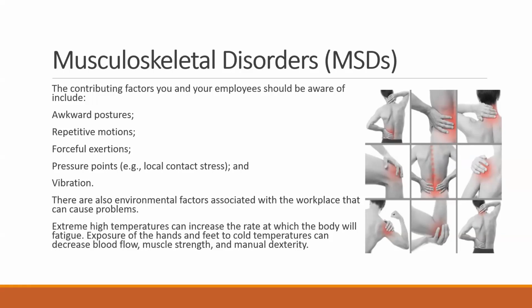There are also environmental factors associated with the workplace that can cause problems. For example, extreme high temperature can increase the rate at which the body fatigues, and exposure of the hands and feet to cold temperature can decrease blood flow, muscle strength, and manual dexterity. What is manual dexterity? It is being able to carry and handle things. Have you seen some old people whose hands are vibrating all the time? The grip of the hands becomes very loose, so they cannot even handle a spoon.